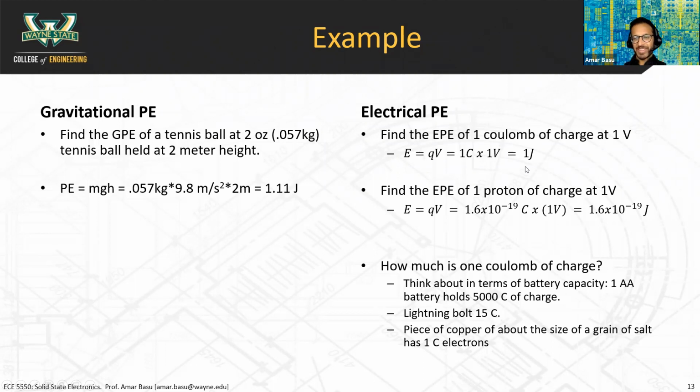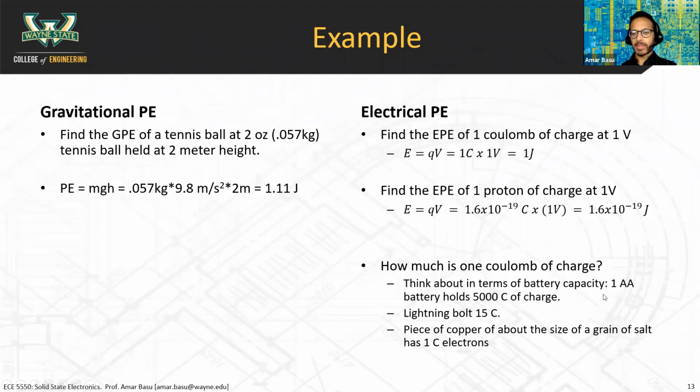But we have to think about what this physically means. One volt is not really that much voltage. A typical cell phone battery has about 3.6 volts, and a AA battery has 1.5 volts, so 1 volt is no big deal. But 1 coulomb of charge is a lot of charge. A lightning bolt is 15 coulombs, just to give you a sense of that.